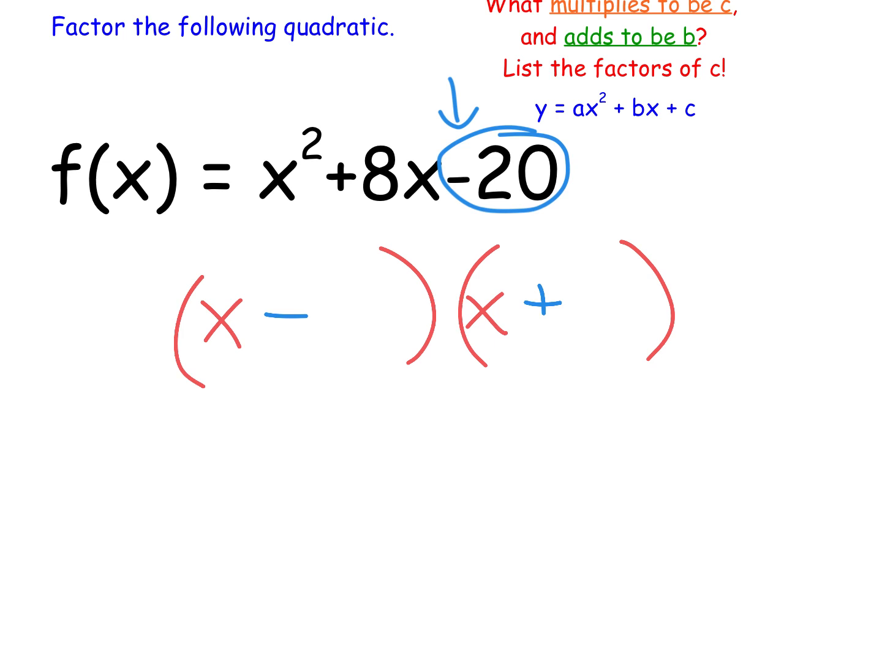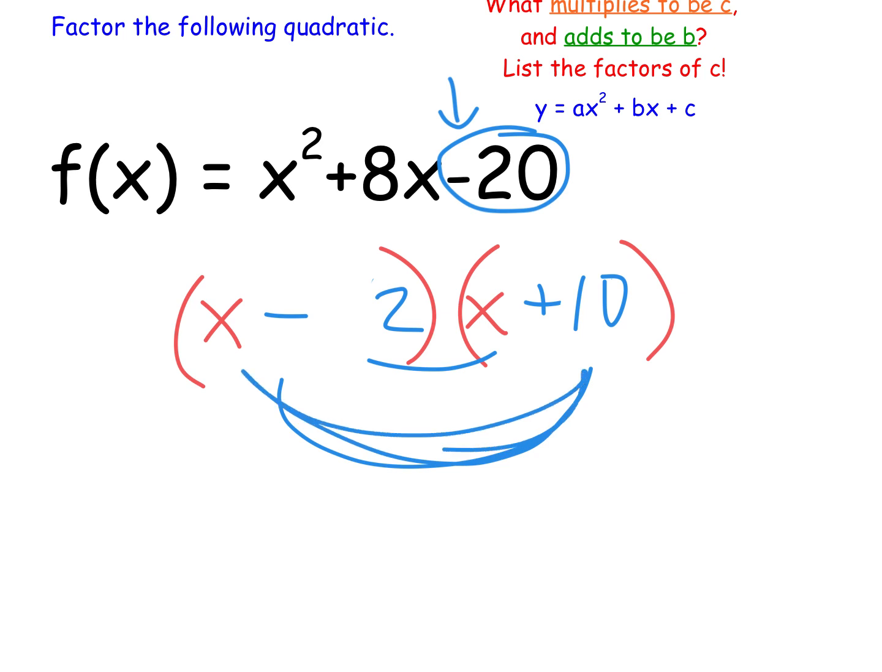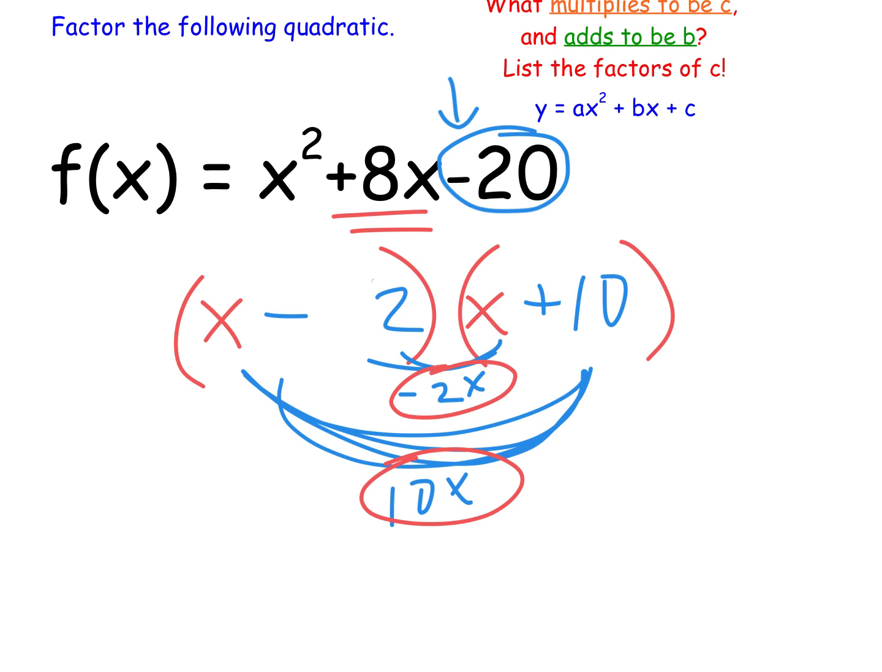What's a way to make 20? 5 and 4. But if you put in a 5 and a 4, it won't make an 8. So take out the 5 and the 4 and you put in something else. What's something else? 2 and 10. Let's check it. Did I get it? That's 10x. That's negative 2x. Do those two together make 8x? Yup. We failed until we found it.